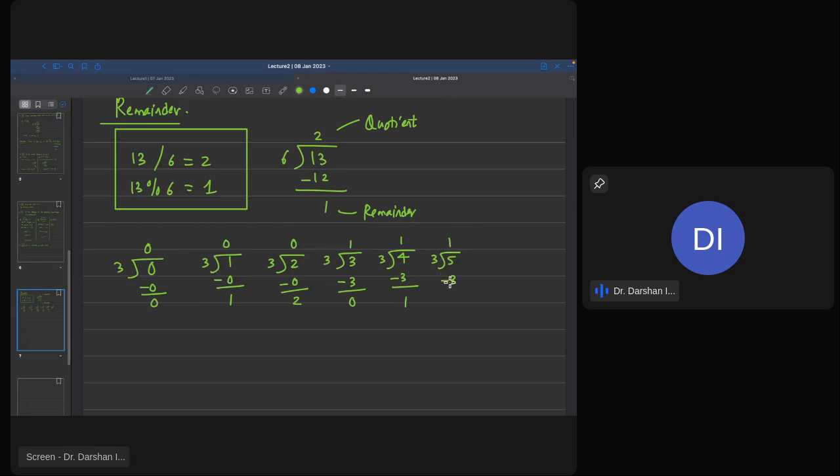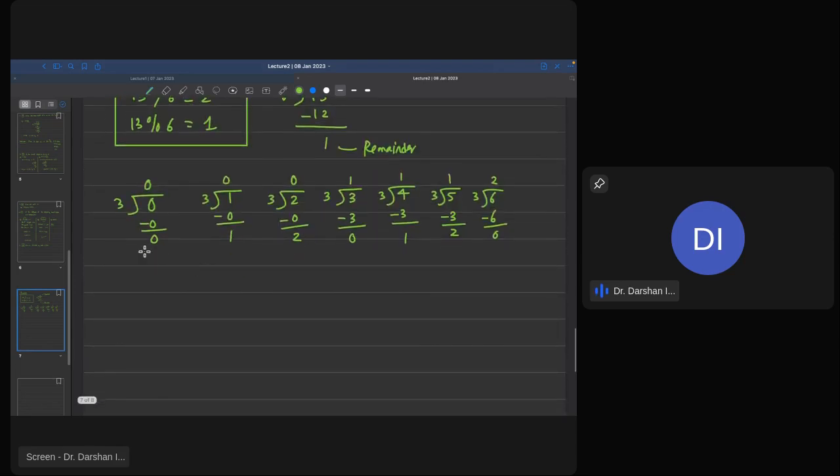3 ones 3, remainder 2. If I have 6 divided by 3, 3 twos 6, remainder 0. So what do you see? Keep on observing the remainders. 0, 1, 2, 0, 1, 2.